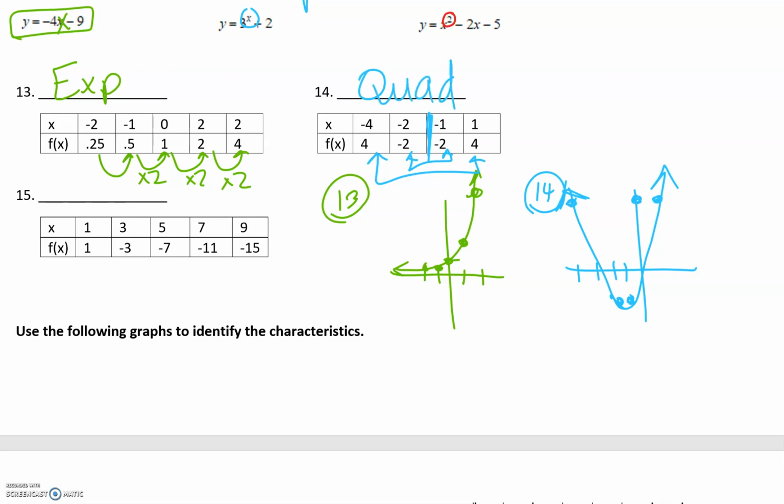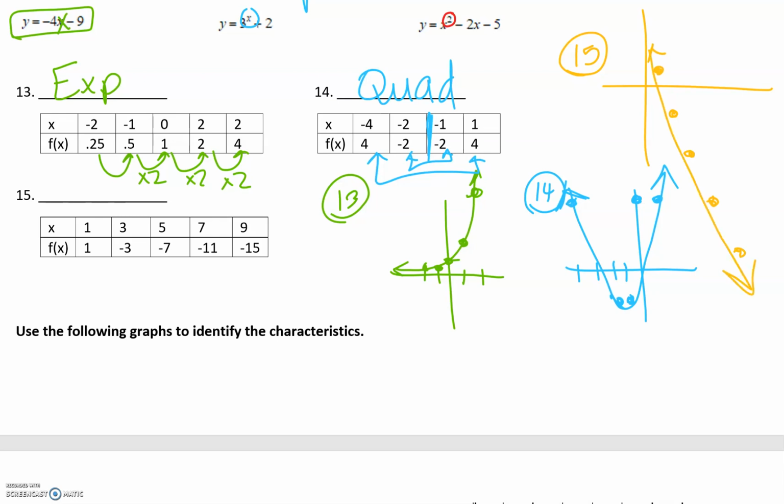Okay, number 15. So on number 15, we're going to say, all right, well, let's go take a graph. So on number 15, I'm going to say, okay, this is going to be 1 is 1. Oh, let me slide that line up then. So we know that 1 is 1. Boom. And 3 is -3. 5 is -7. 7 is -11. 9 is -15. And if we go to graph that, we're like, oh, it makes a straight line.